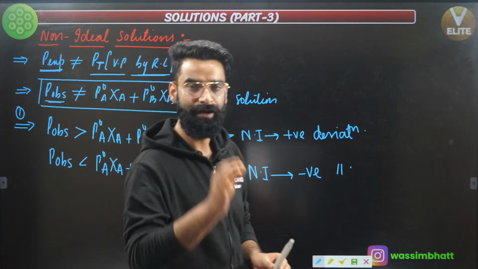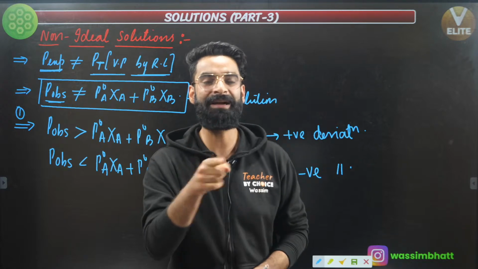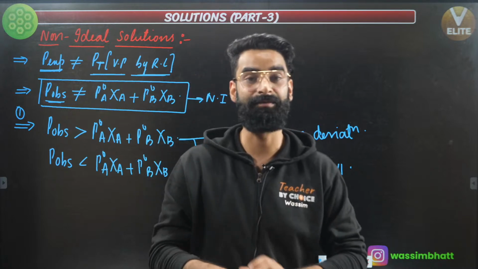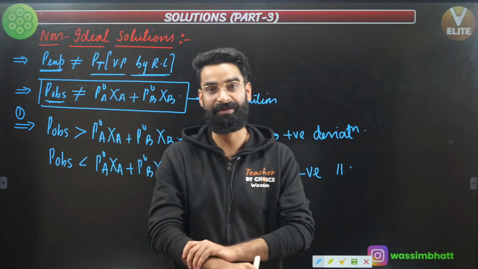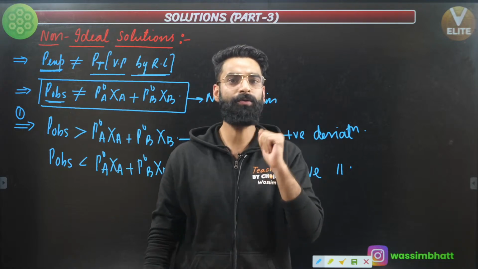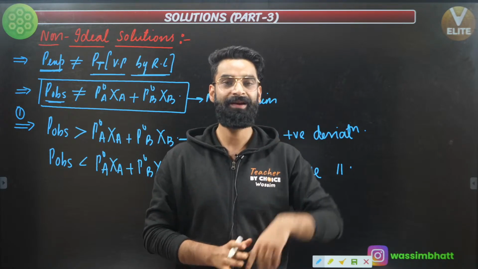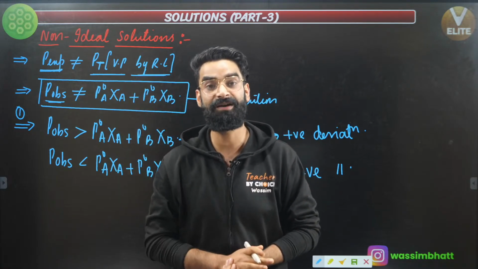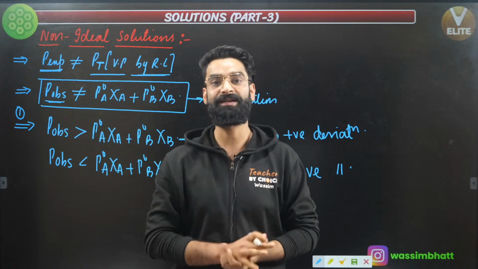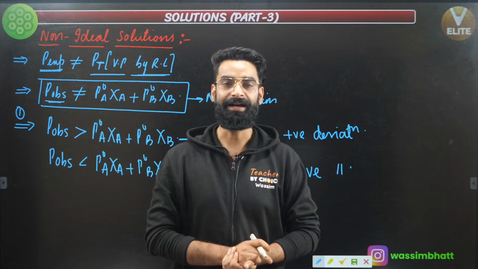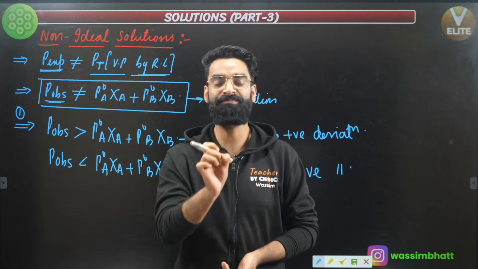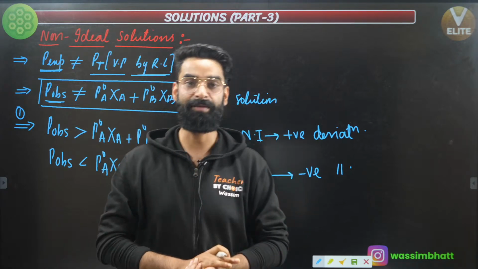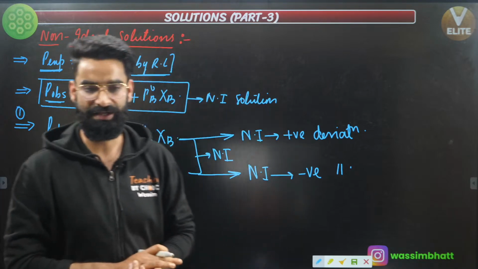In short, remember one thing: non-ideal solutions are the ones in which the experimentally determined vapor pressure of the solution comes out different than the theoretically determined vapor pressure, which is calculated by means of Raoult's law. Two cases can arise. Either the experimentally determined vapor pressure will be greater than the theoretically determined vapor pressure, and we say the solution shows positive deviation. Or it comes out less, and we say the solution shows negative deviation.